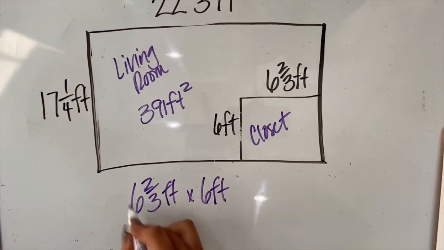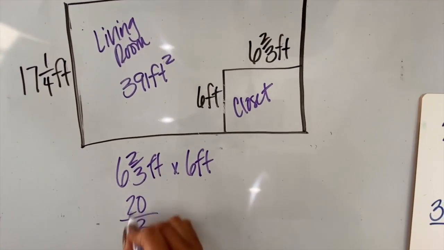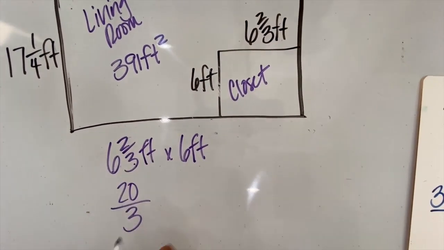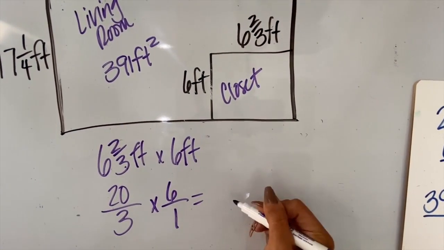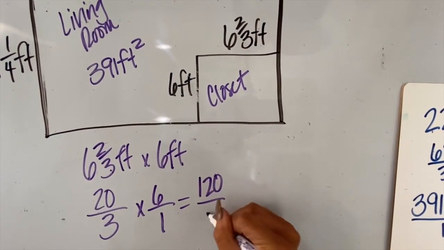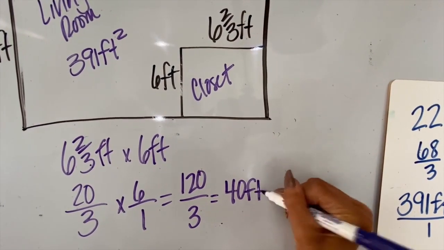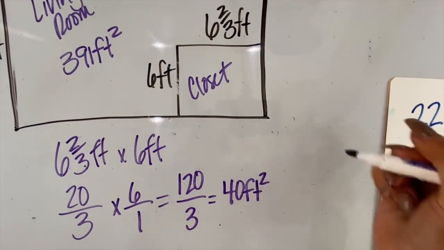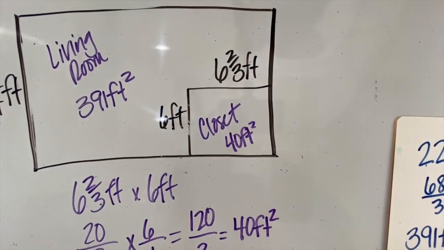So I'm gonna turn this into an improper fraction. That is gonna give me 20 over 3, because 3 times 6 is 18, plus 2. So 20 over 3 times 6 over 1. That is going to give me 120 divided by 3. So that's 40 feet squared. Okay, so that means my closet is 40 feet squared.